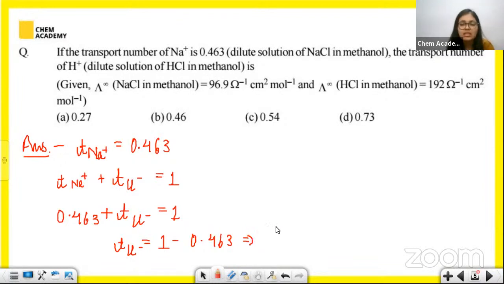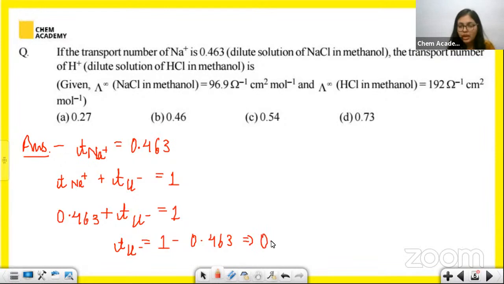Solve it and tell me the answer for the transport number of Cl minus. What should it be? I also solve these questions along with you. You also try to solve the complete questions while I do it here. It is really going to help you.